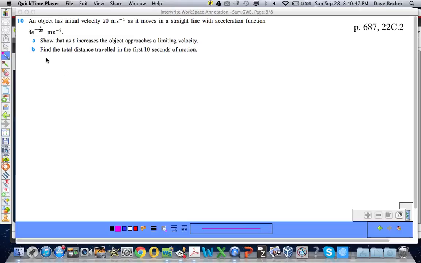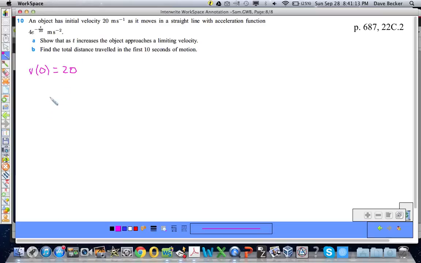Here we go. An object has an initial velocity of 20 meters per second. So right away we know that v of 0 is equal to 20. And the acceleration is 4e to the negative t over 20 meters per second squared. Show that as t increases, the object approaches a limiting velocity.